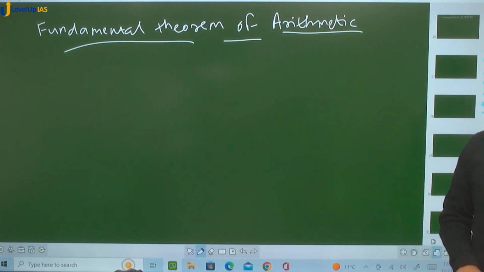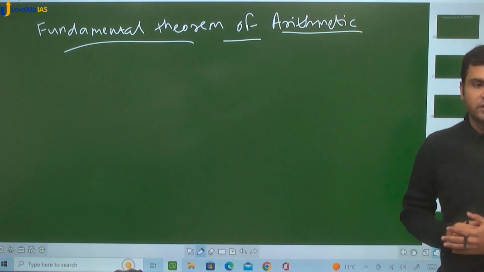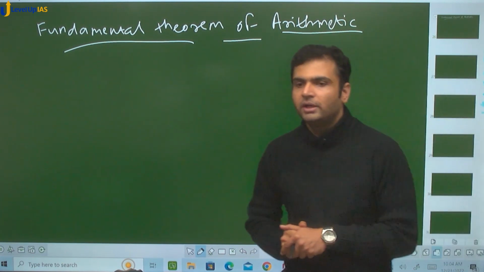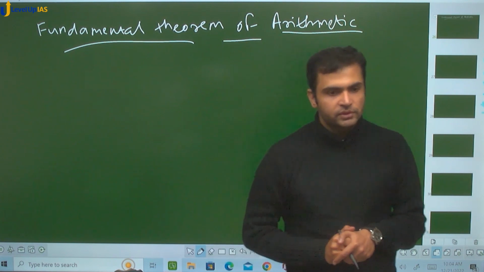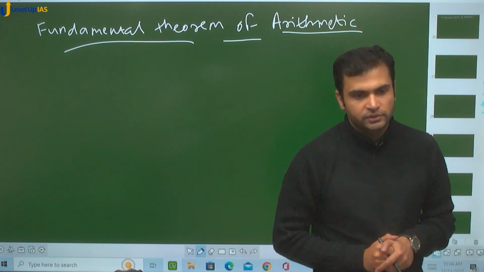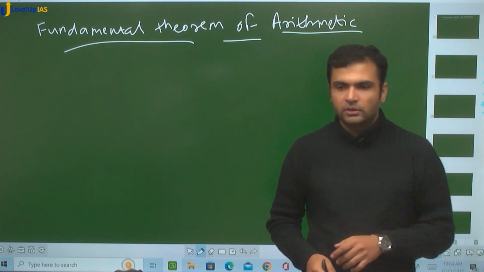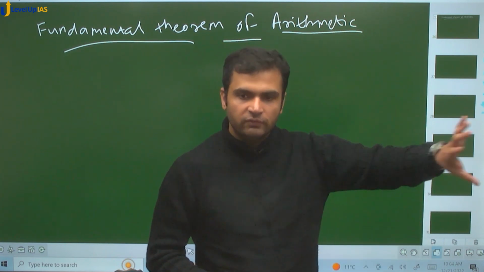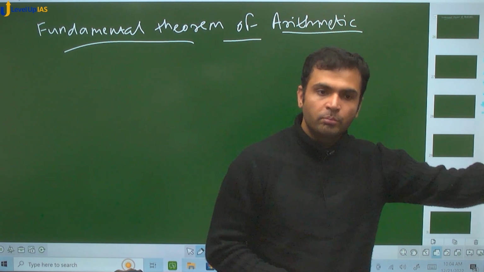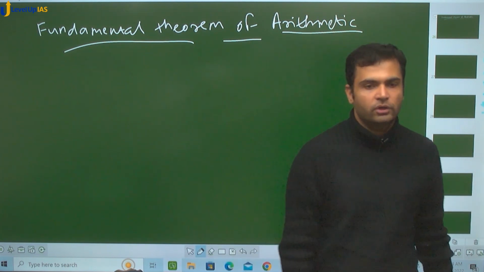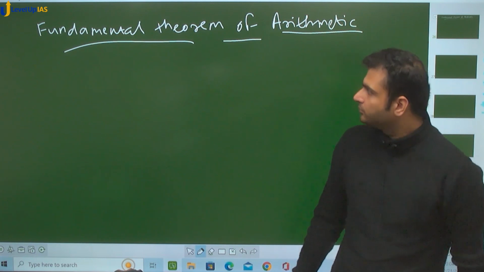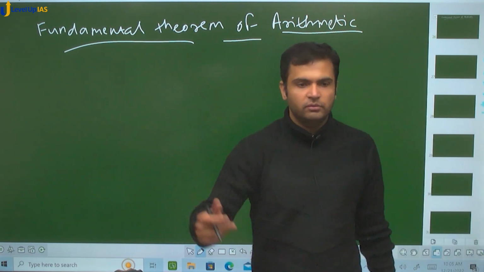This is called the fundamental theorem of arithmetic. It says that any natural number can be written as a product of primes or their powers. So you give me any natural number, and either it is itself a prime number, or if it is a composite number, I can write it as a product of prime numbers or powers of prime numbers. This is called the fundamental theorem of arithmetic.